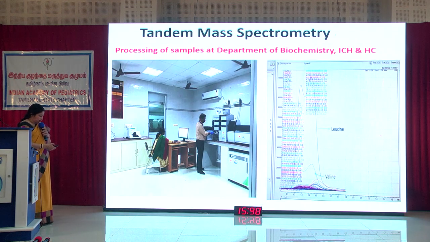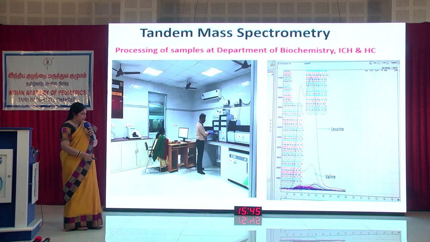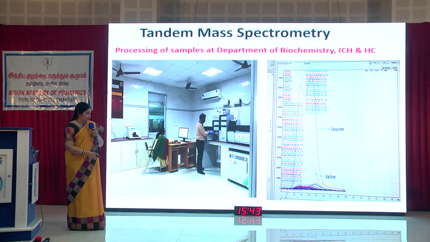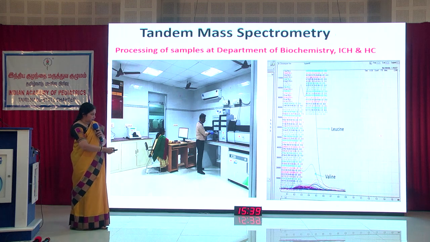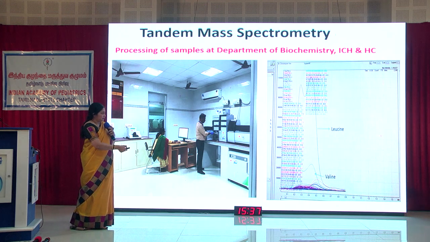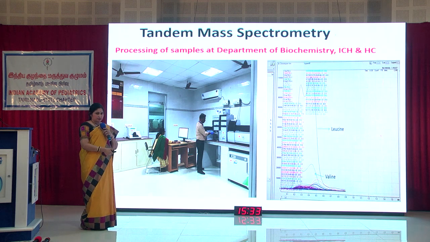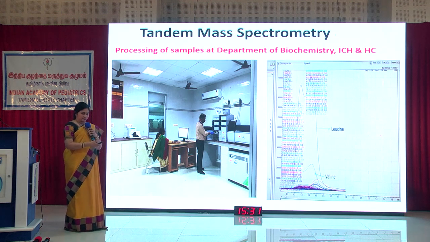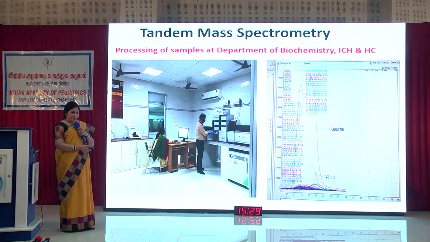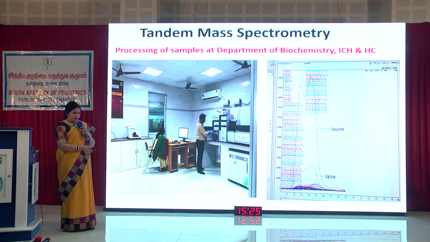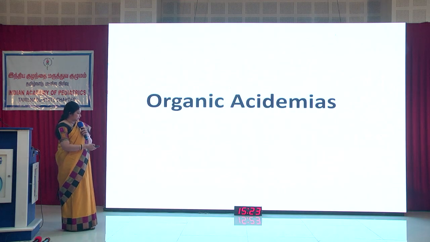So this is the processing. On a single spot, we can identify around 40 parameters. Here, valine and leucine are high. You can see the peaks there, the valine and leucine are high. So what is the disorder? Which disorder has valine and leucine high? Maple syrup urine disease, good.